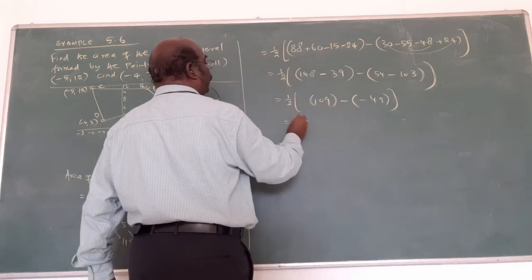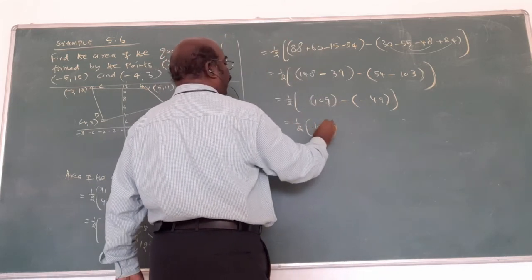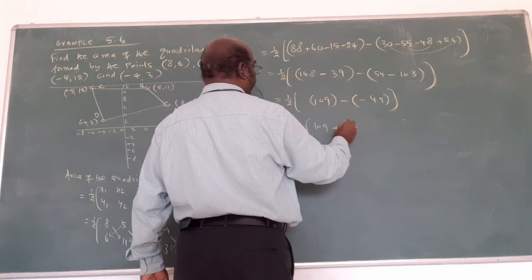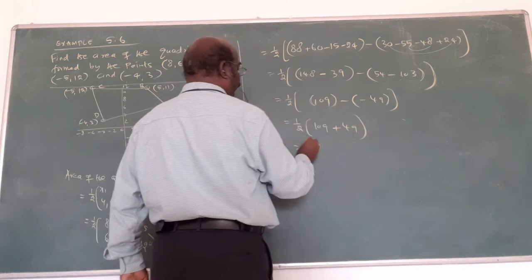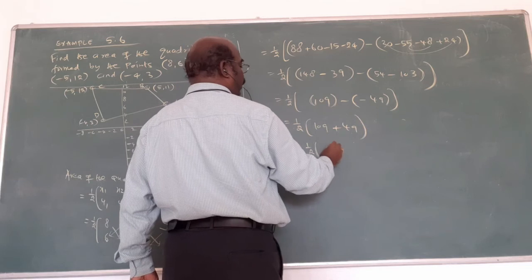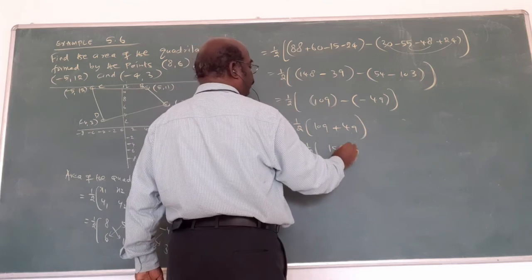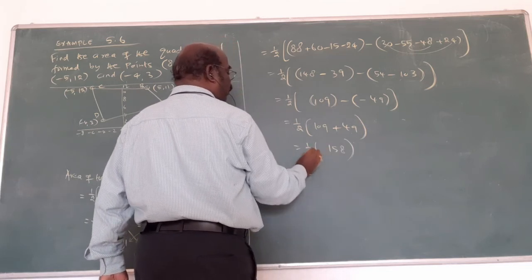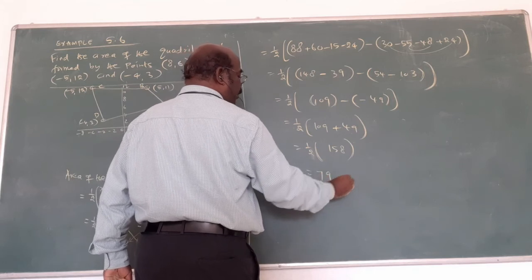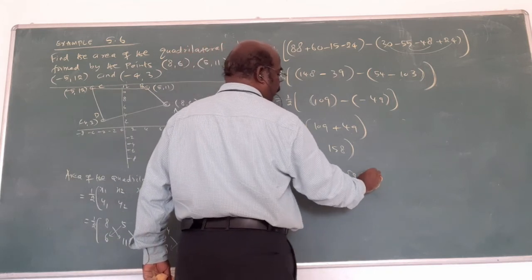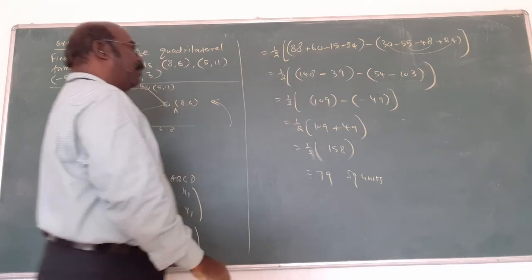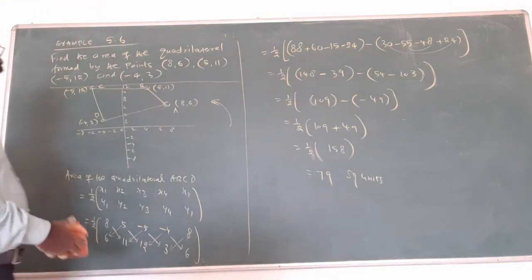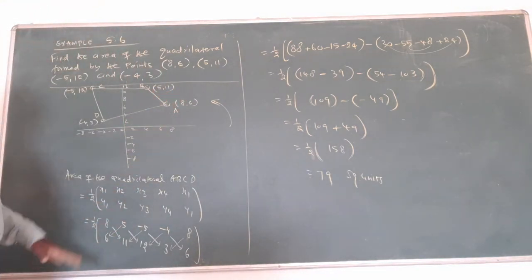Now again, 1 by 2 into 109 minus 9 plus 49, adding 150, divided by 2, 75 square units. This also is easy. Some numbers are big, but the concept is easy for you.